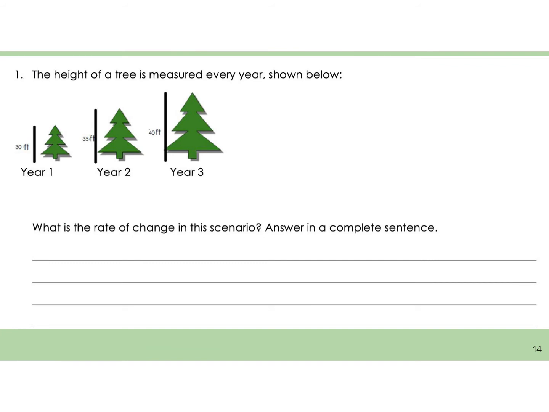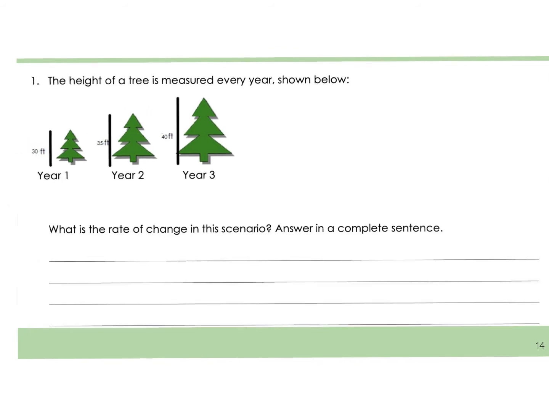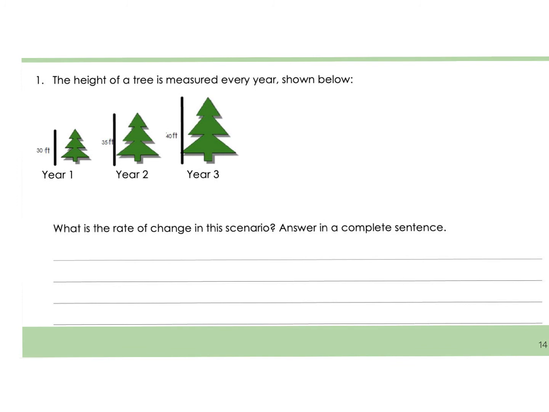All right, next problem. We have the height of this tree. It's being measured every year. So year 1, 30 feet, year 2, 35 feet, and year 3, 40 feet. These are ordered pairs that they have given you. So we're going to set up a table. We just need a T table this time.